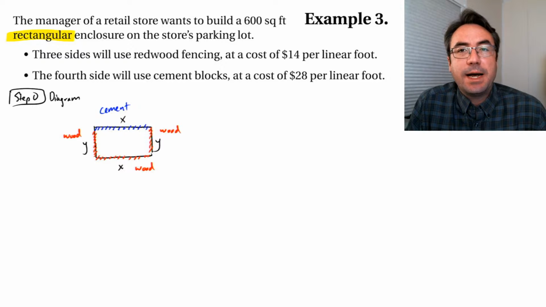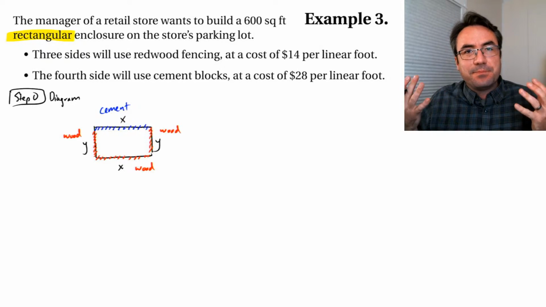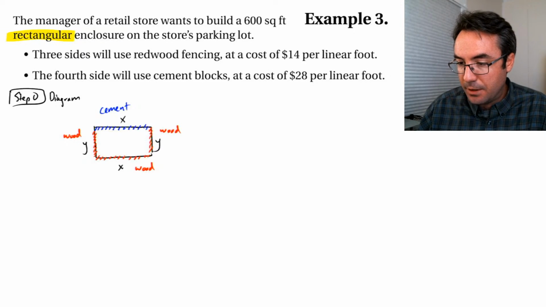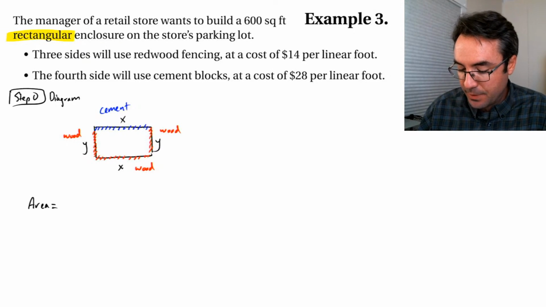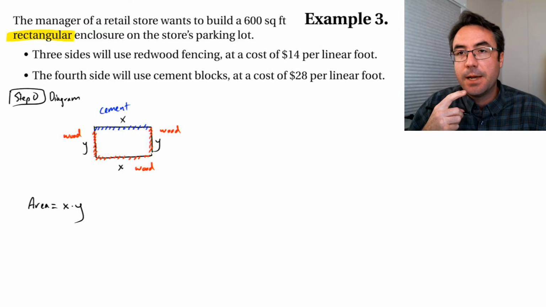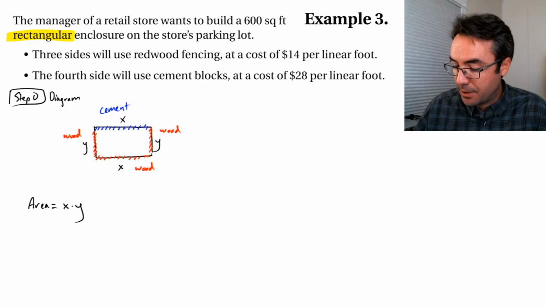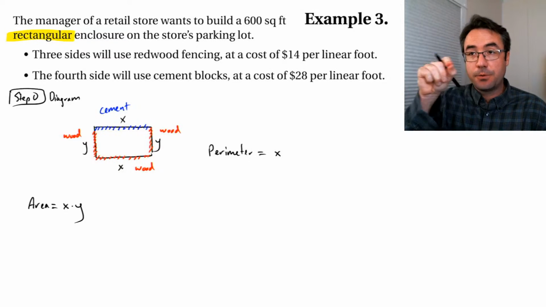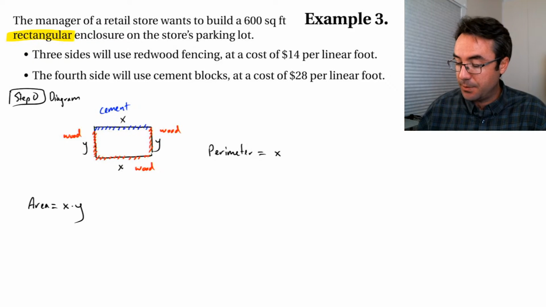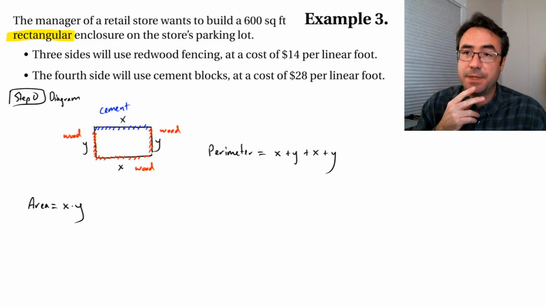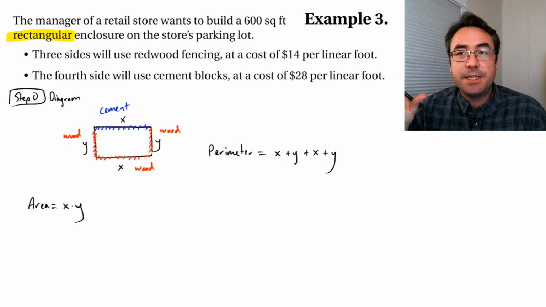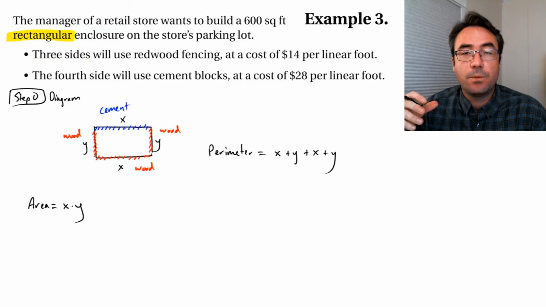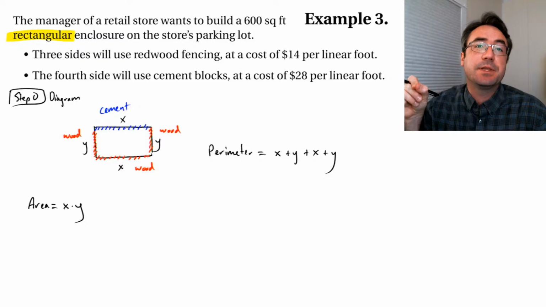And so what are some possible values we might be interested in? Well, area of a rectangle is x times y. We might also be interested in the perimeter. And perimeter is just go through and add up the lengths of the sides. So x plus y plus x plus y. So that might be a possibility. But we're seeing some mention of cost here. So let's investigate what the cost of building this fence would be.